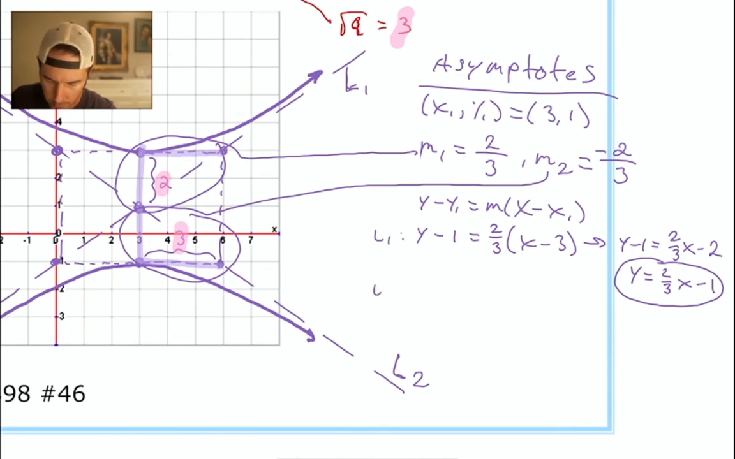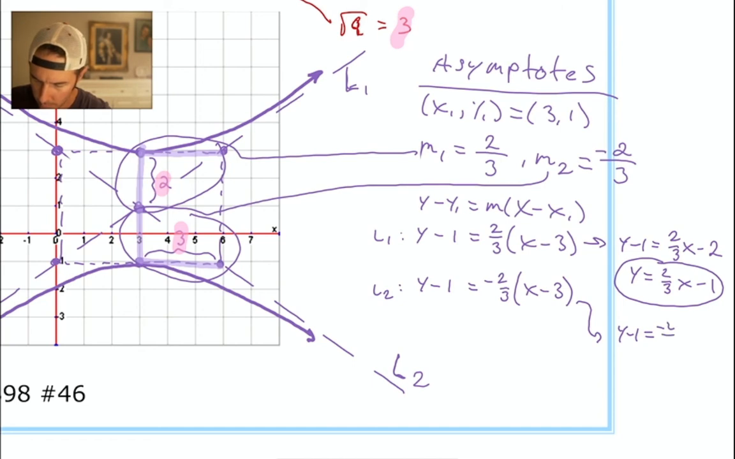For line number 2, we will use the same y1 value, a different slope, negative 2/3 this time, times x minus our same x1 coordinate. And from here, I want to follow the same format, so I guess I'm doing this one in the margin also. Let's distribute multiplication by negative 2/3. So we have y minus 1 equals negative 2/3 x plus 2. That's where the difference happens.